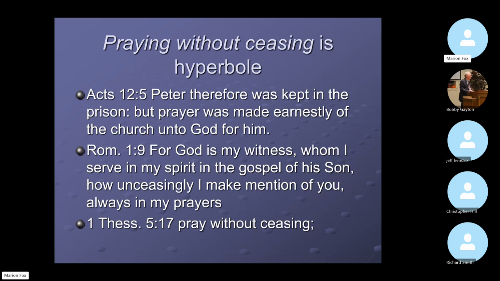1 Thessalonians 5:17, pray without ceasing. Now, the Greek present tense is durative or continuous action, but it can be what's called iterative action, I-T-E-R-A-T-I-V-E, iterative action, where it's repeated at certain intervals. I think the pray without ceasing probably is iterative. Pray often.